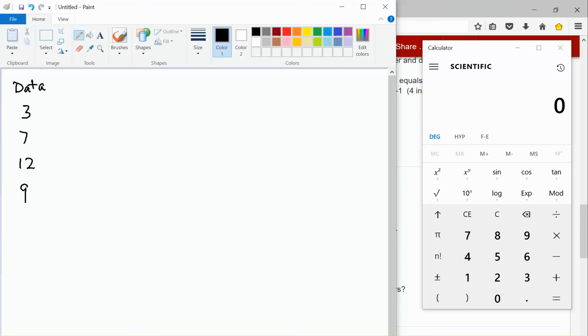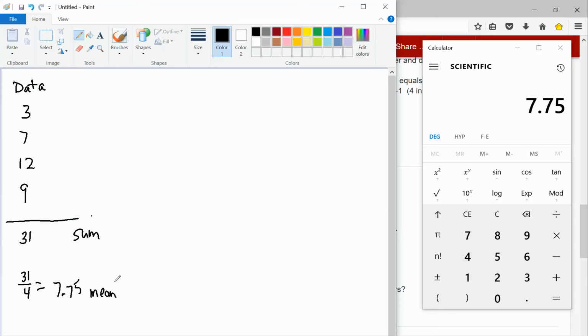Okay, so the first thing I'm going to do for my data is calculate the mean, which means I'm going to add up my data first: 3, 7, 12 plus 9. I'm going to be accurate, so I'm going to use the calculator just to make sure. That gives me 31. And I have 4 pieces of data, so 31 divided by 4 is 7.75. There's my mean.